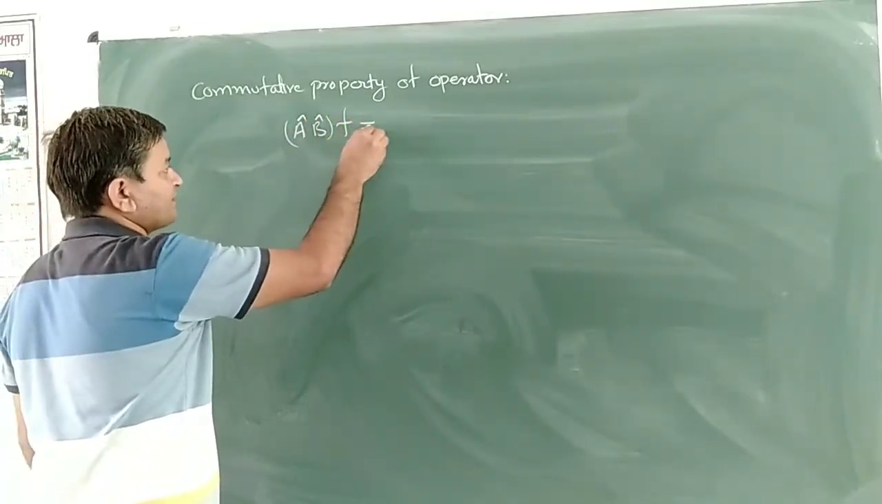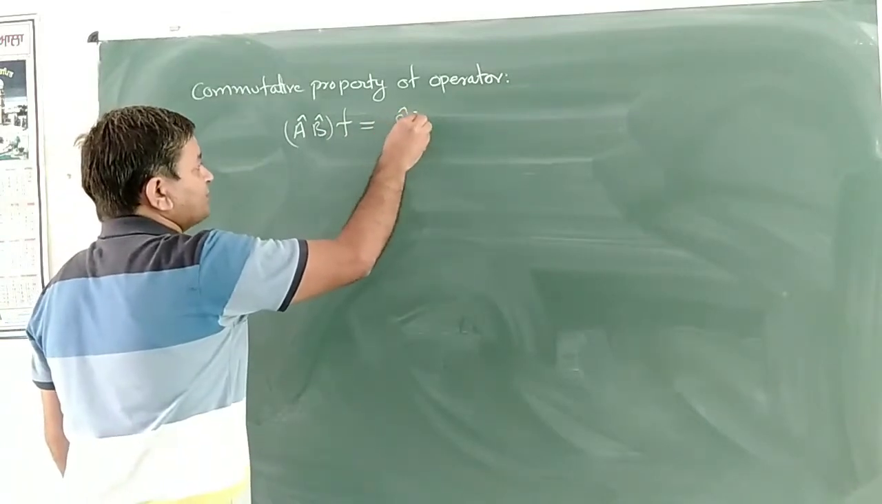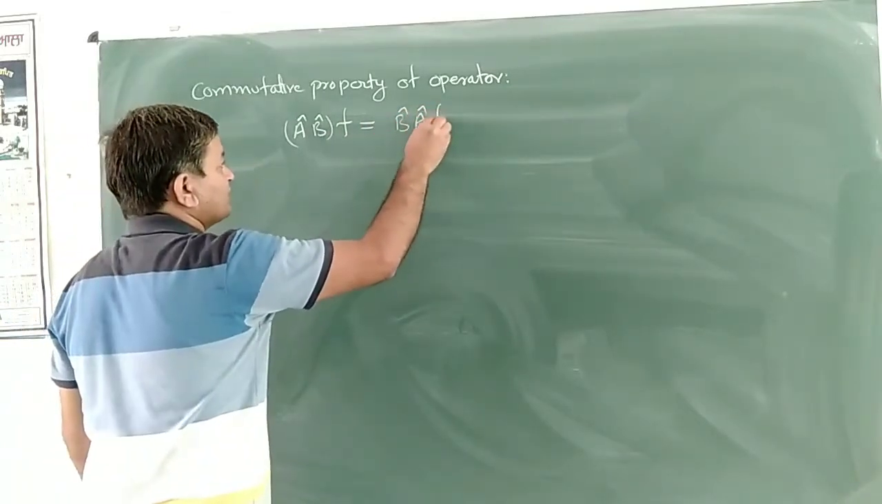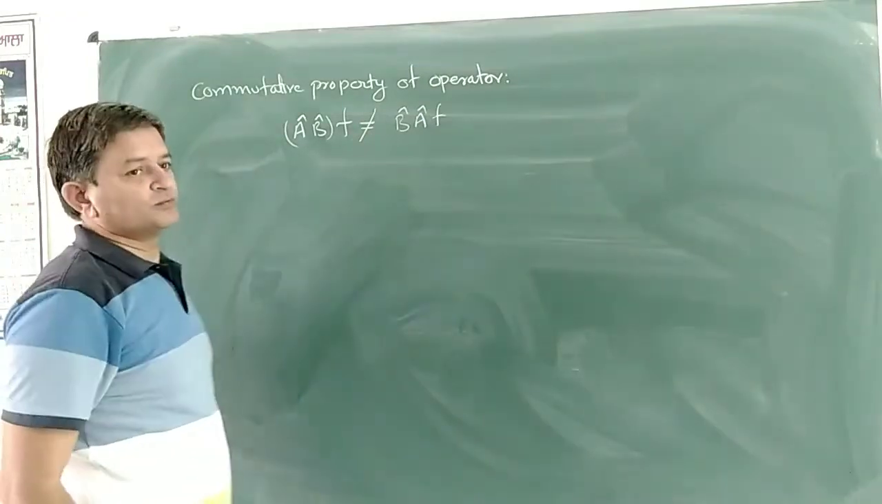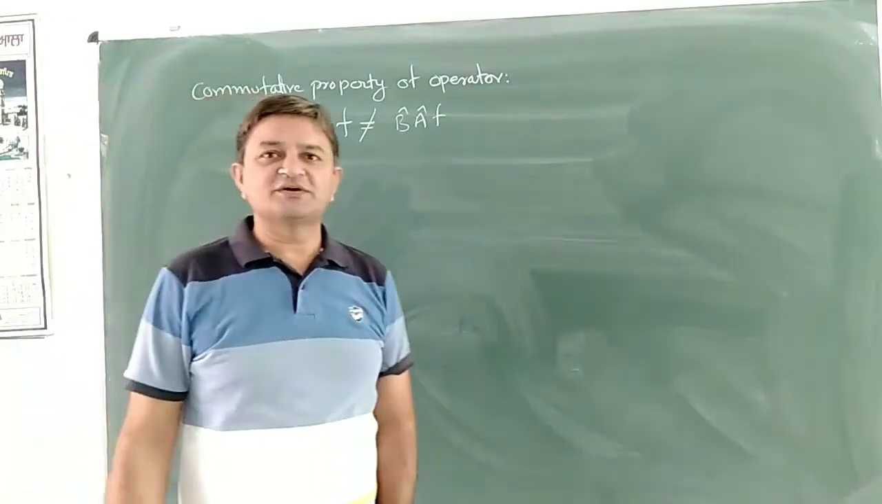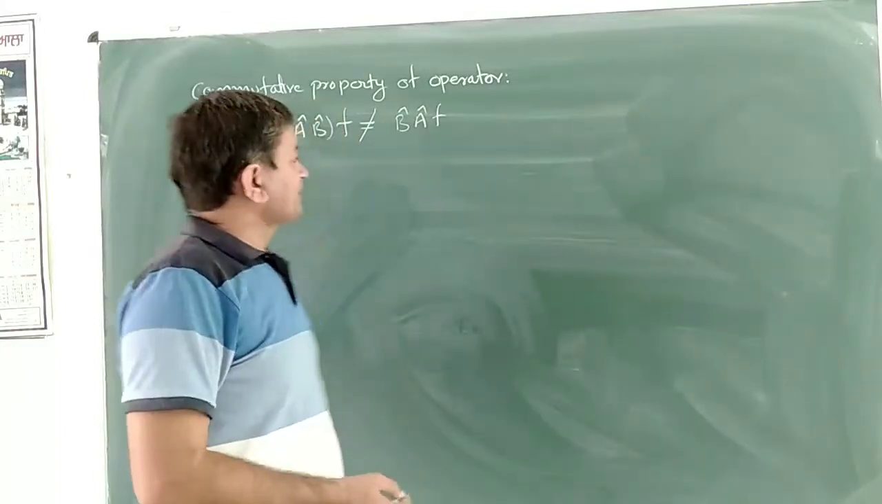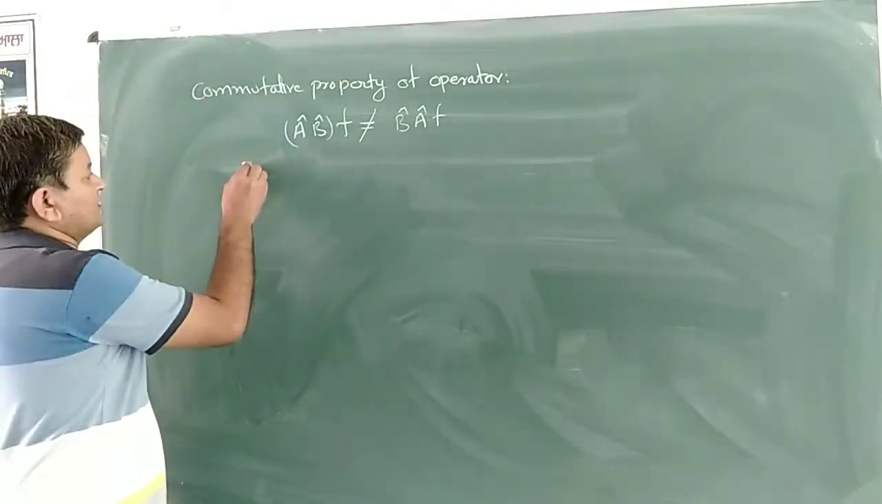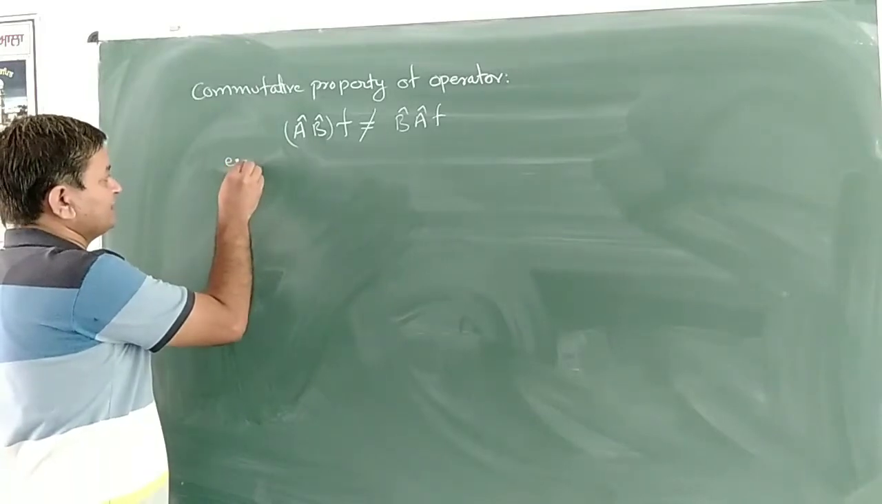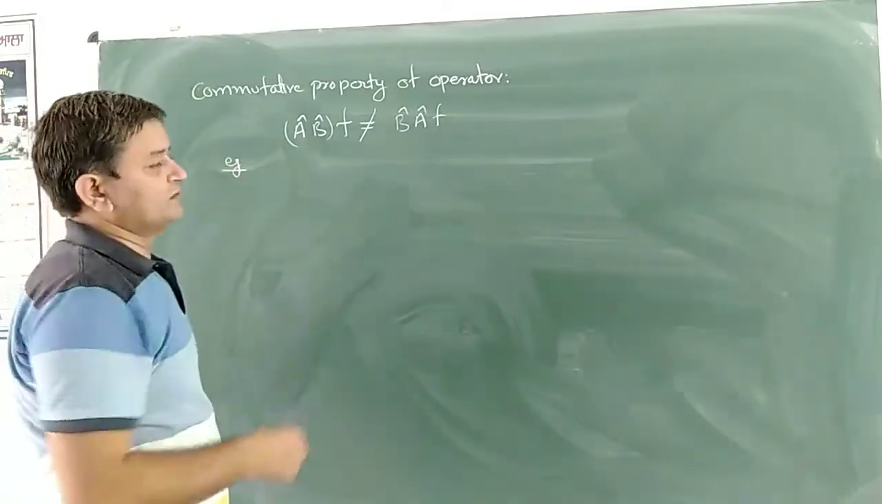a function, and this is the B operator, and this A operator and the function not equal to B operator and A operator and function, then it is called the property of commutative operator. So let's see कि अगर इसको हम एग्जाम्पल के साथ देख लेते हैं कि whether it is feasible or not.